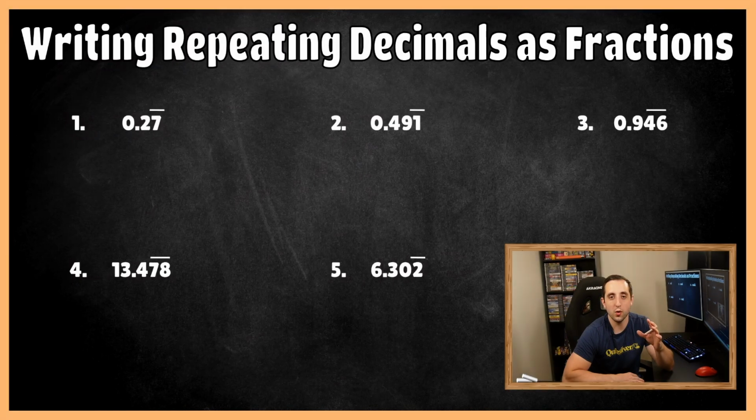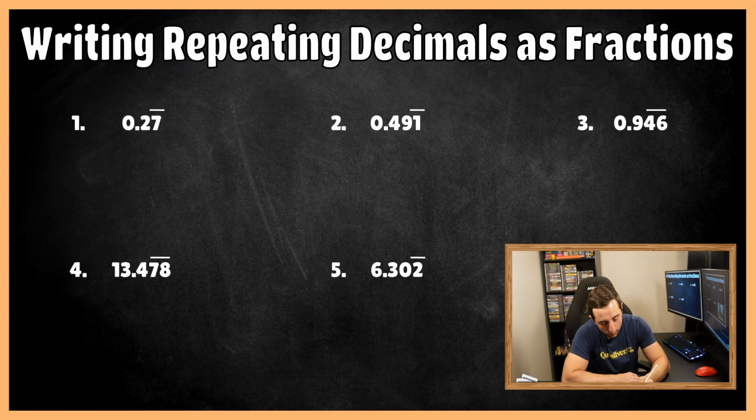For these next 5 problems, notice that there's definitely digits that are non-repeating in this. However, it's not going to change the process that we've already been doing. It's just going to add one extra layer near the very end. So if we go ahead and jump into number 1, we have x equals our repeating decimal.